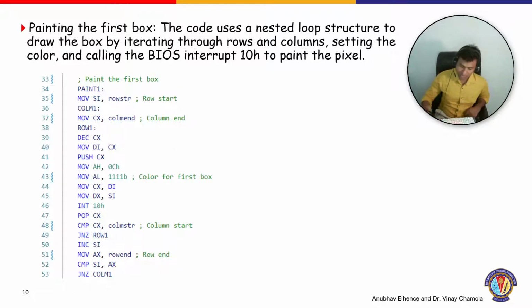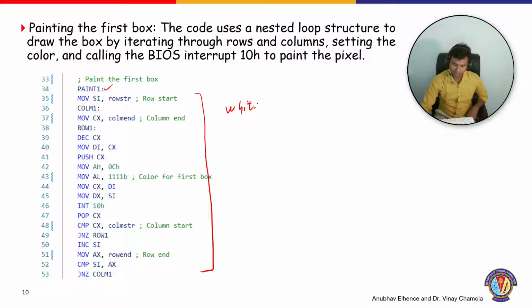So with this code we are clear with painting the first box. So paint one, we are painting this whole box with the row start, column end, and doing all the operations for printing out the first white box. Okay, so this is the white box. We've seen the code for this in the previous example.